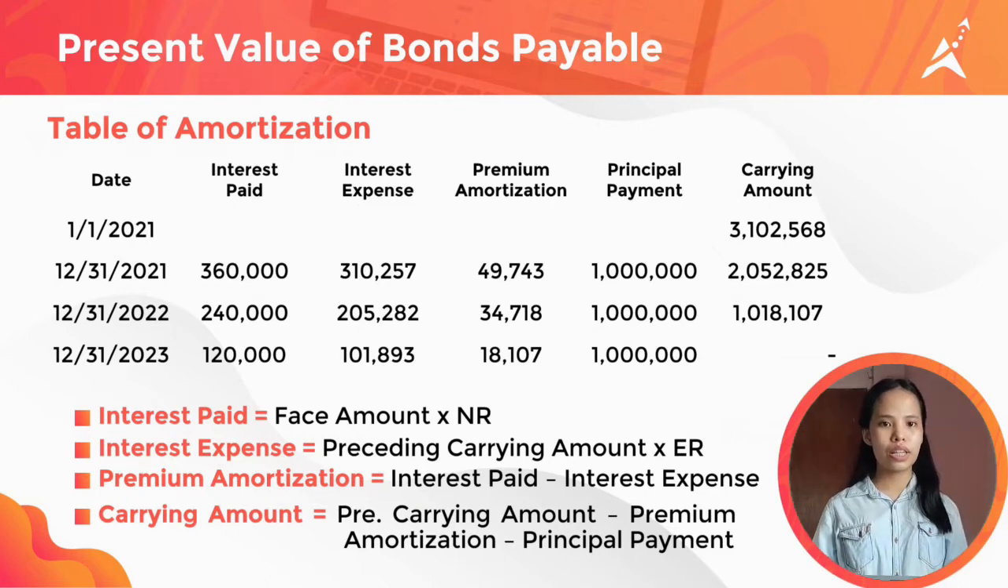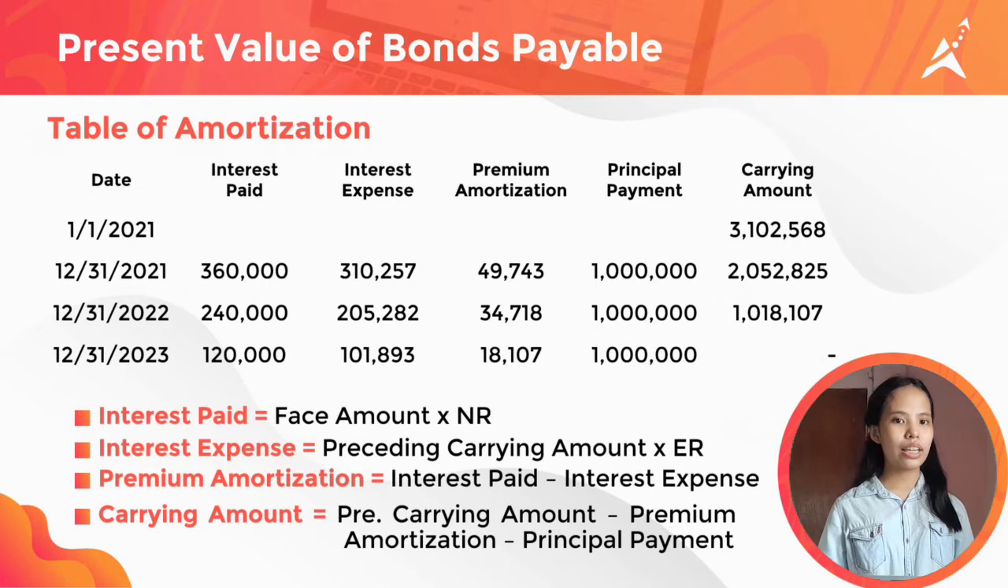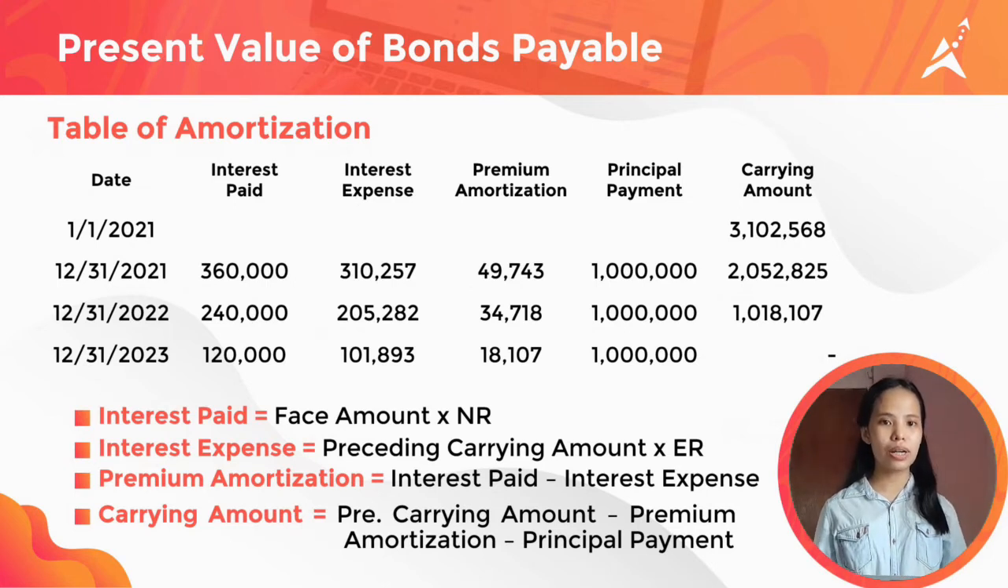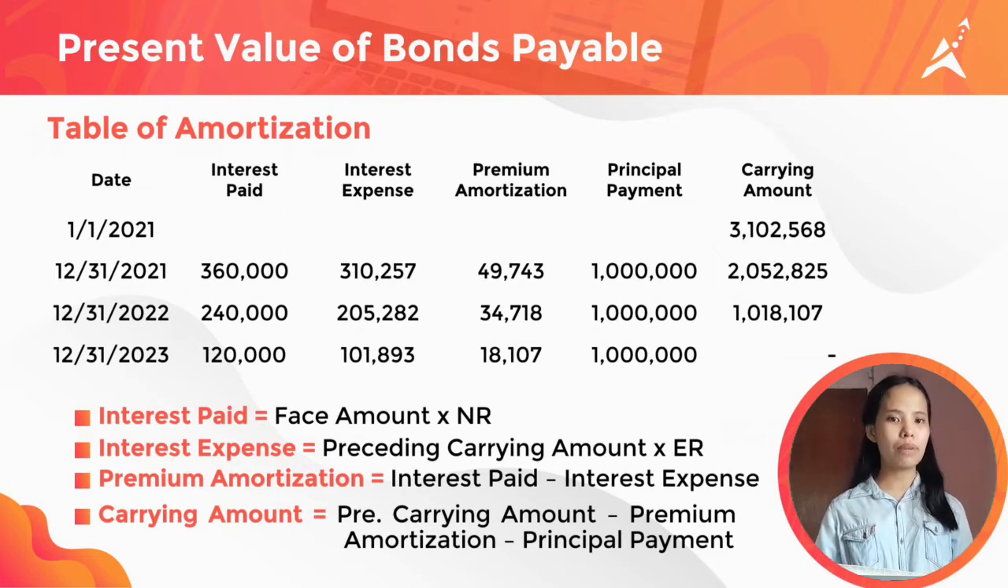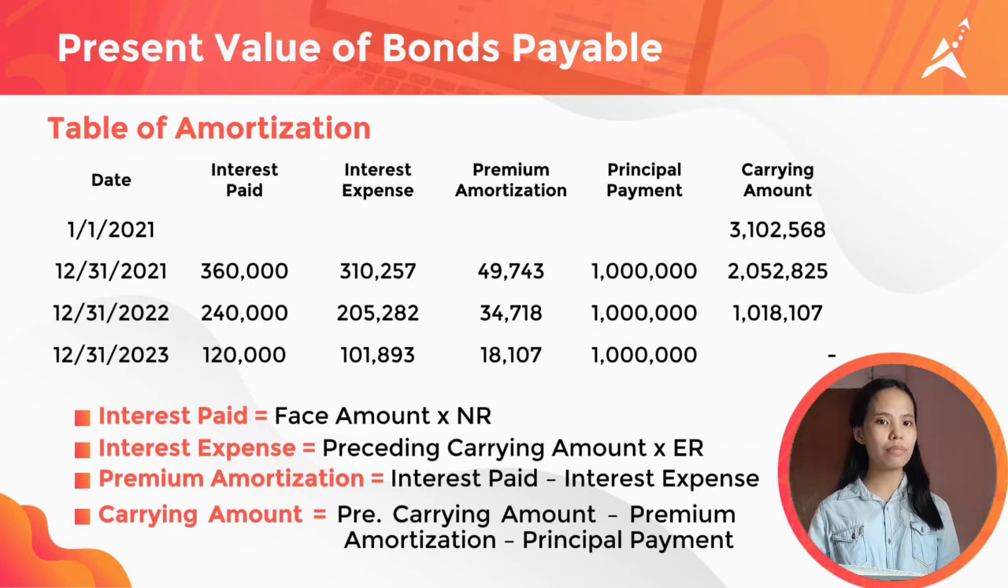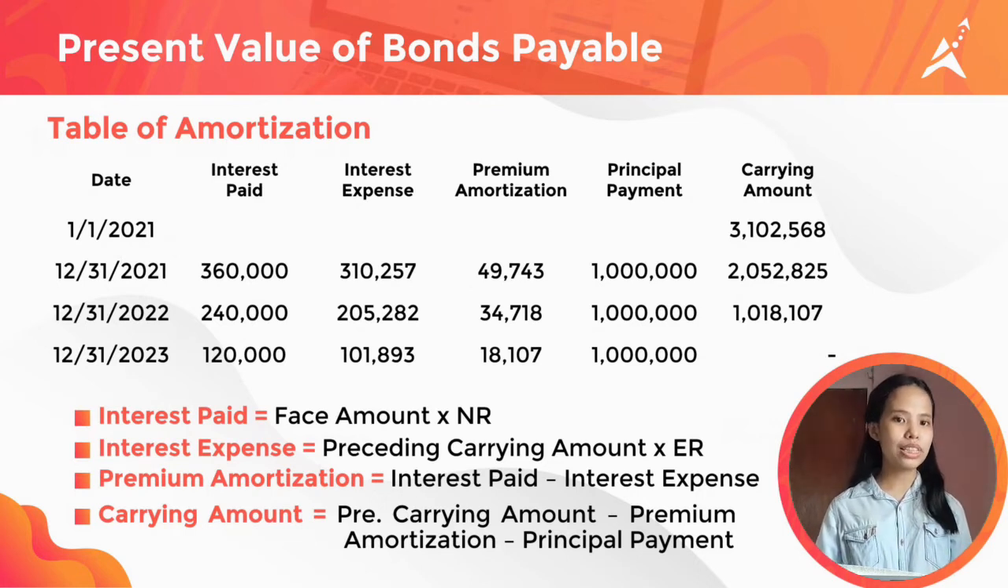For the interest paid, face amount times nominal rate; interest expense, preceding carrying amount times effective rate; premium amortization, interest paid minus interest expense; and carrying amount is equal to preceding carrying amount minus premium amortization minus principal payment.